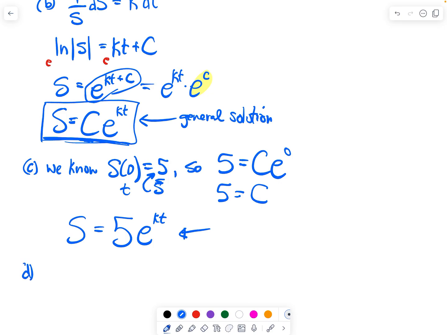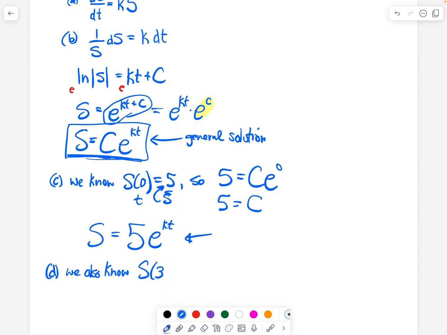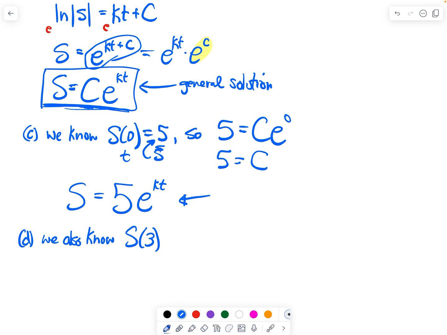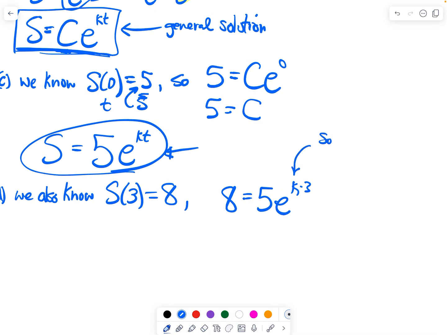We also know in this part D that at t equals 3, it doesn't say, maybe it's years, months, S equals 8. So we can go even further and take this equation and make it 8 equals 5 times e to the K times 3. That means we can solve for K to find the growth rate.